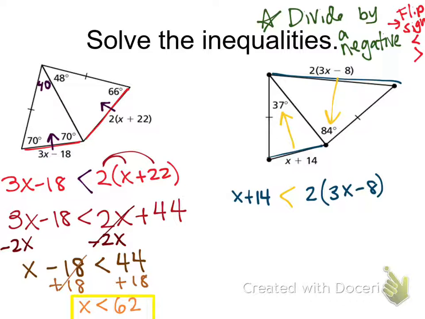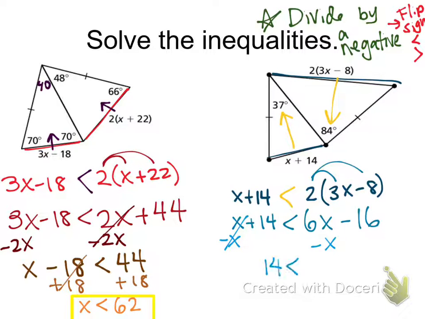We'll distribute like normal. So we'll have 6x minus 16. Which of these is the smaller x? Just the x, so subtract that. 14 is less than 5x minus 16. My next step, add 16. 30 is less than 5x.